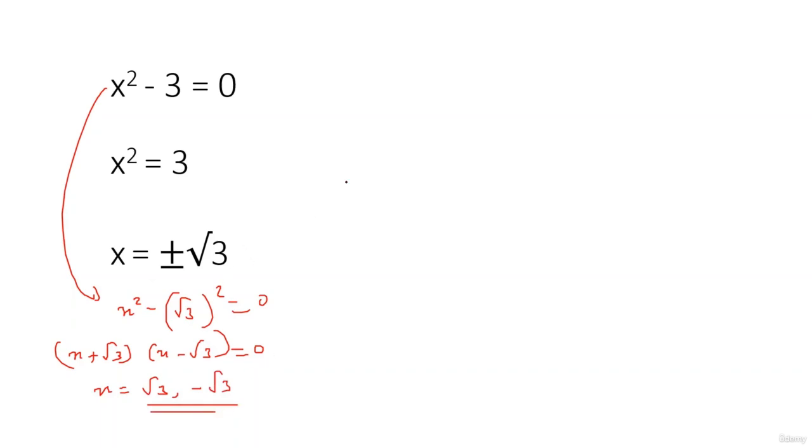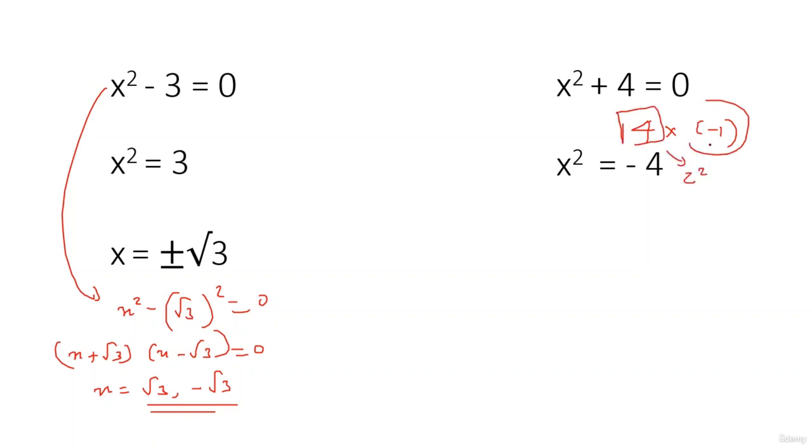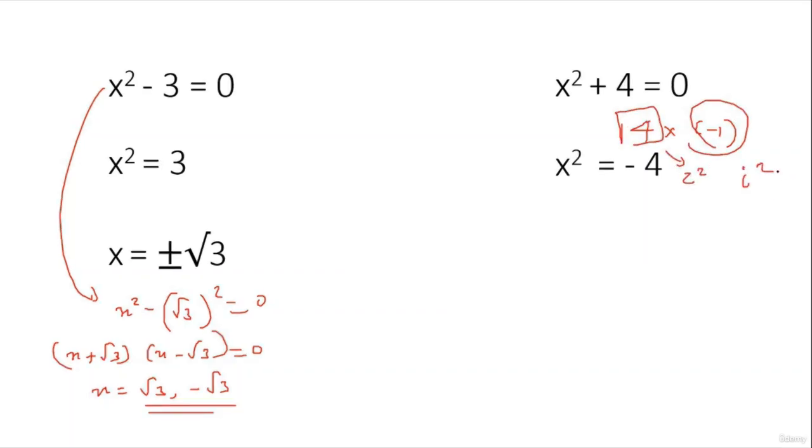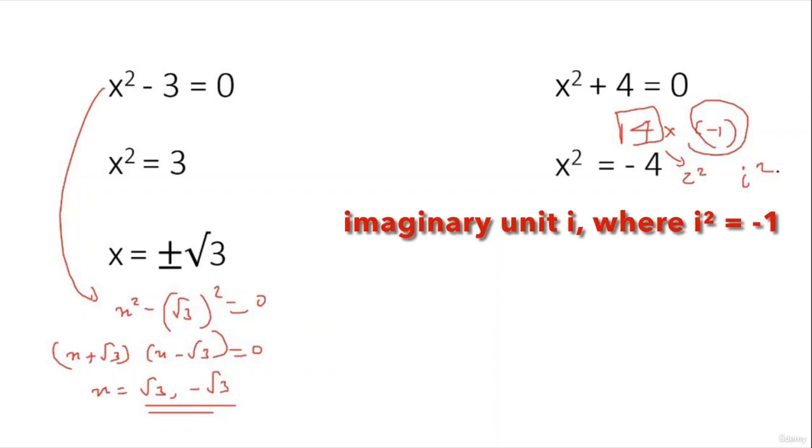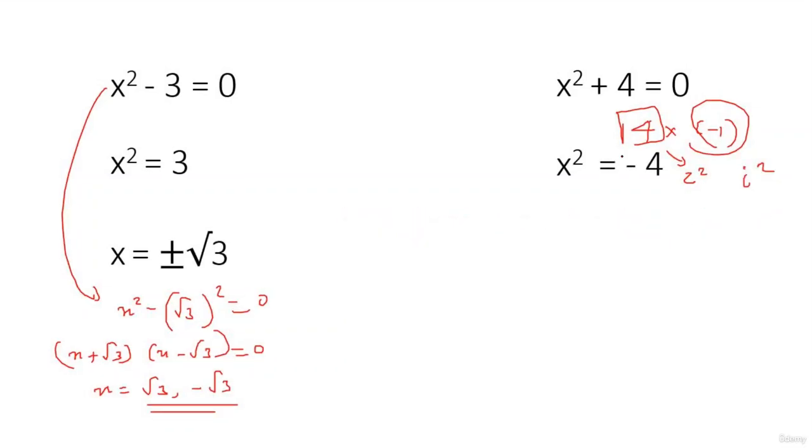Okay, x square plus 4 is 0. The problem is that you can't write this directly as a square minus b square because we have a plus sign in between. So what do we do? We take 4 on the right hand side. Now guys, it will become minus 4. A minus 4 can be written as 4 into minus 1, right guys? Now 4 is nothing but 2 square and minus 1 is nothing but i square. We have x square is equal to 2 square into i square. Taking square roots, x will be plus or minus 2i.